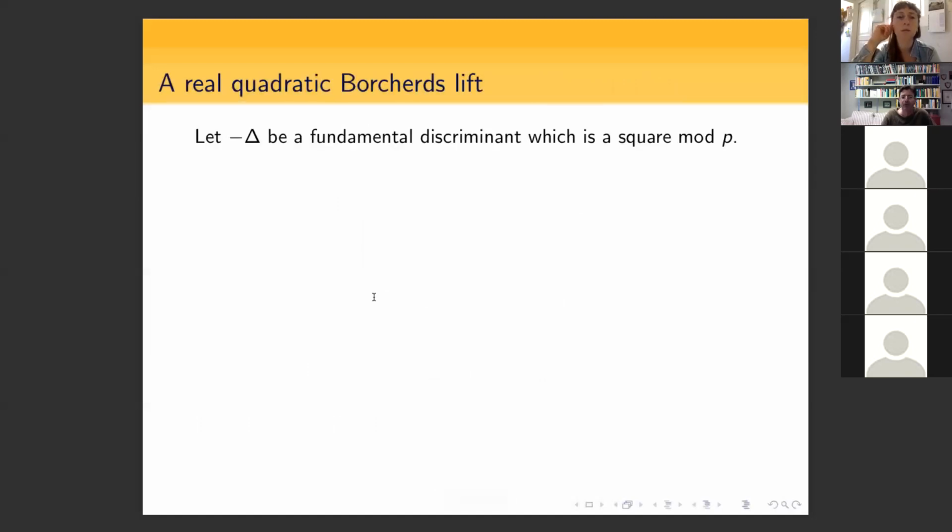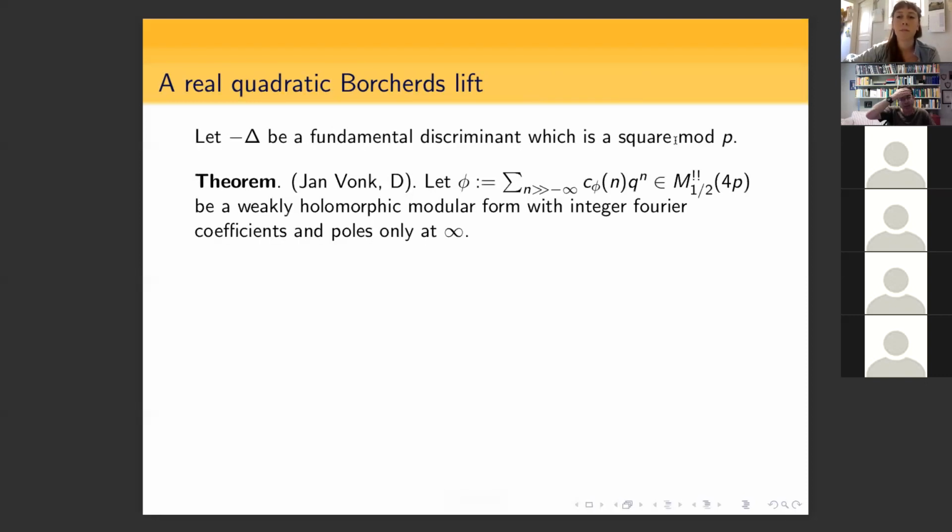And moreover, if you ask yourself what are the divisors that could arise as divisors of rigid meromorphic cocycles, there's a pleasing connection with modular forms of half-integral weight. And that's where the half-integral weight modular form of my title comes up. So if we let delta be a fundamental discriminant, which is a square mod P, then we can look at modular forms of weight 1/2 and level 4p, which are weakly holomorphic. That's what these two exclamation points above the M 1/2 denote.